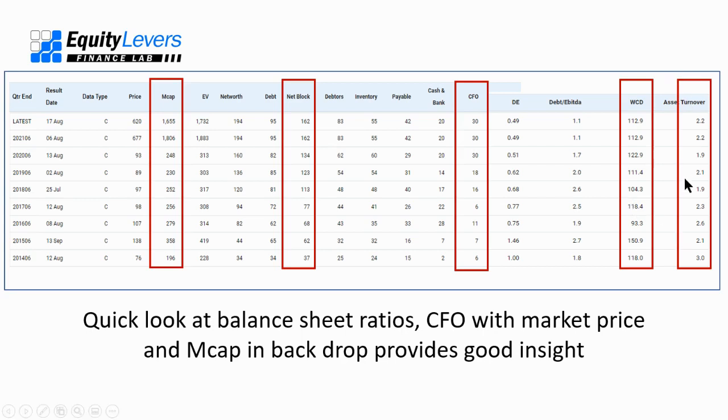The asset turnover is again placed for each of the result dates. The cash flow from operations, which is the free cash flow generated by the company, a cash flow statement item, is juxtaposed to the balance sheet. Very useful in understanding the hygiene issues and also the investments made by the company.